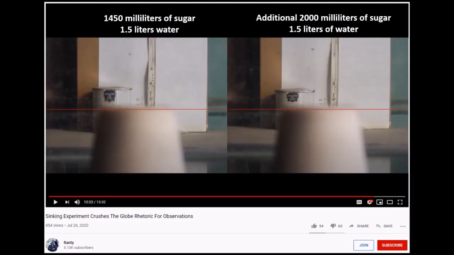Now, I'm really not certain why Ranty didn't compare a sugar water solution to plain water, but this was his setup. So to the existing water on the left, he added a mixture of 1,450 milliliters of sugar with 1.5 liters of water. And then for the photograph on the right, he added an additional 2,000 milliliters of sugar with 1.5 liter of water. Of course, there is increasing density at the bottom of the fish tank, and at one point Ranty did shine a laser light through it.